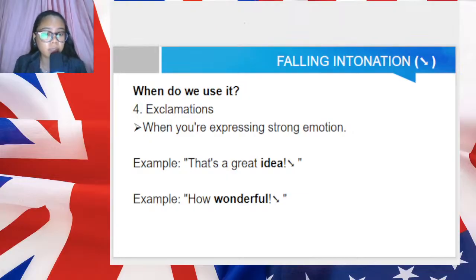As I've mentioned earlier, it plunges down dramatically on the most important words, signaling that the emotional statement is full and final. So it's not just a casual observation, it's a full release of feeling. Okay, let's unpack those examples to feel the impact.